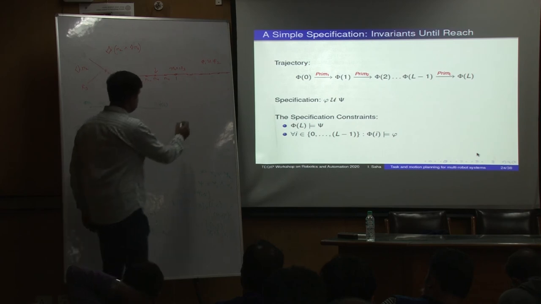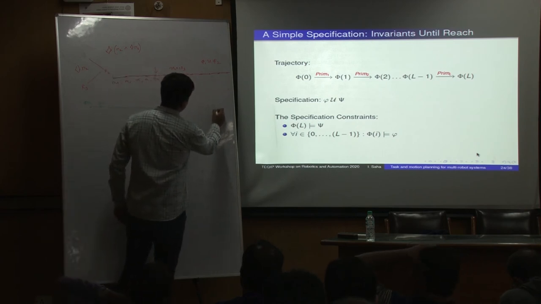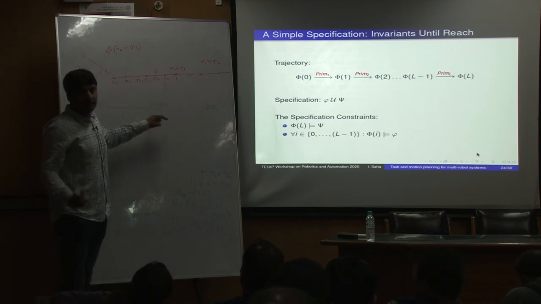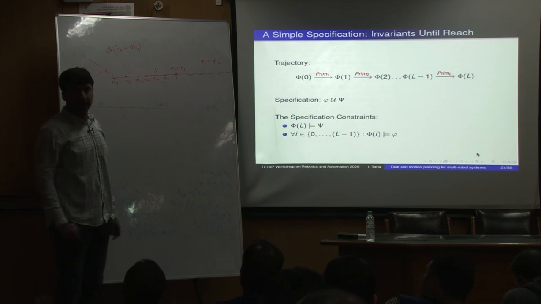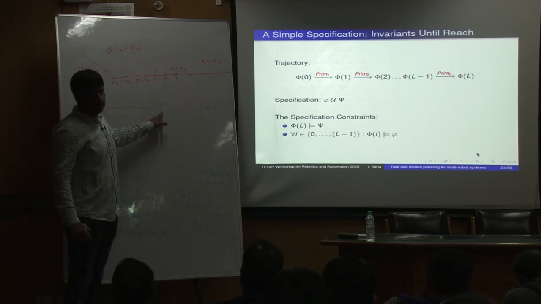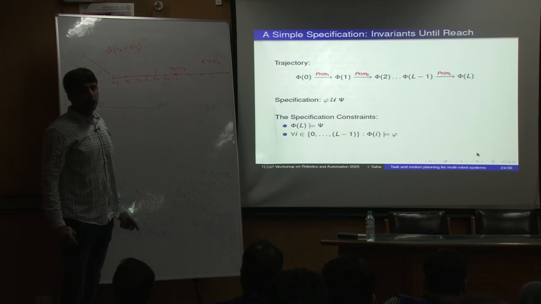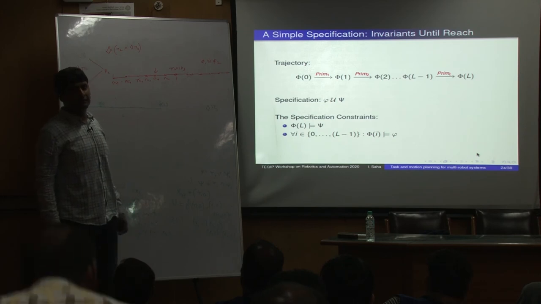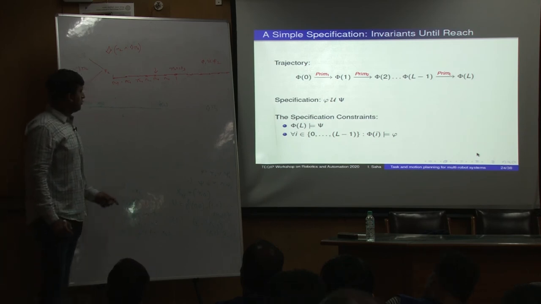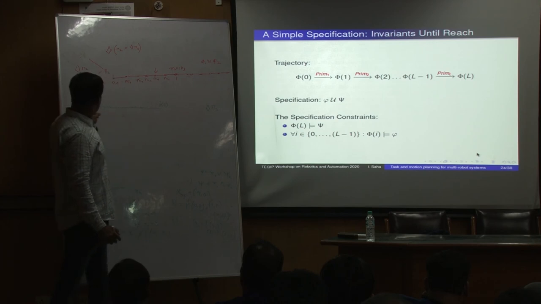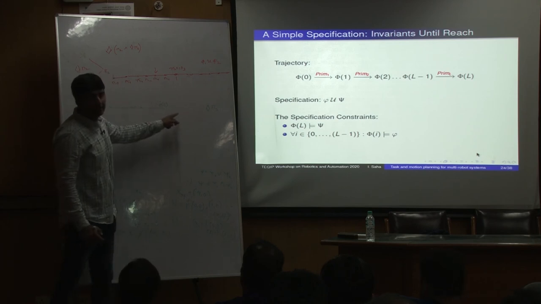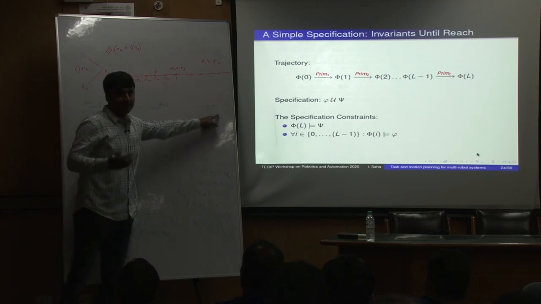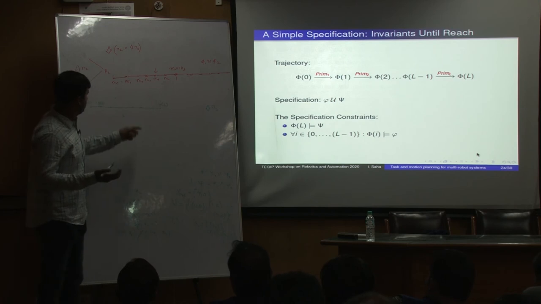Let us just consider this formula, eventually pi 3. You would like to synthesize a trajectory that will satisfy this eventually pi 3, and L is the length. So what constraints do you need to impose on the states of the trajectory? Can you think about that? I would like to make sure that some state on this trajectory will satisfy pi 3. That is what satisfy means here.